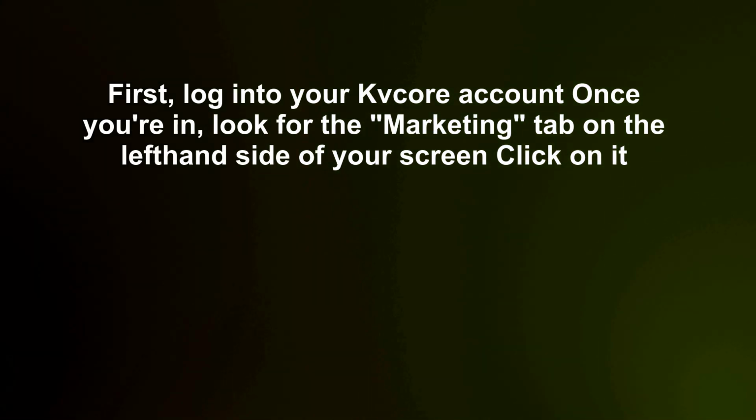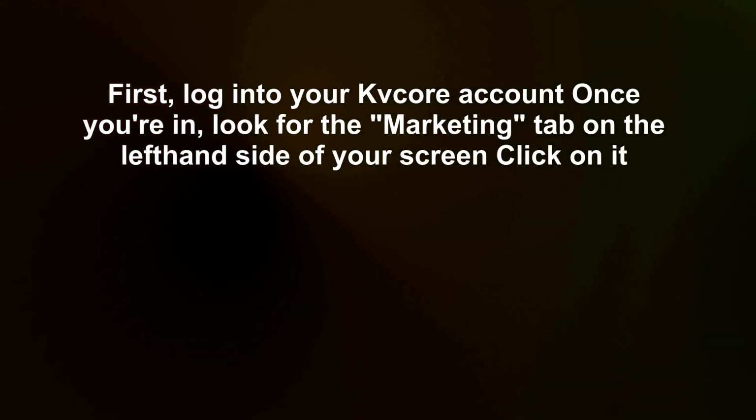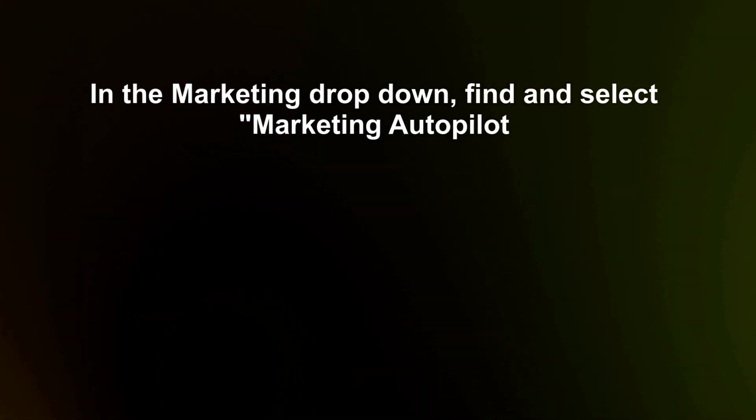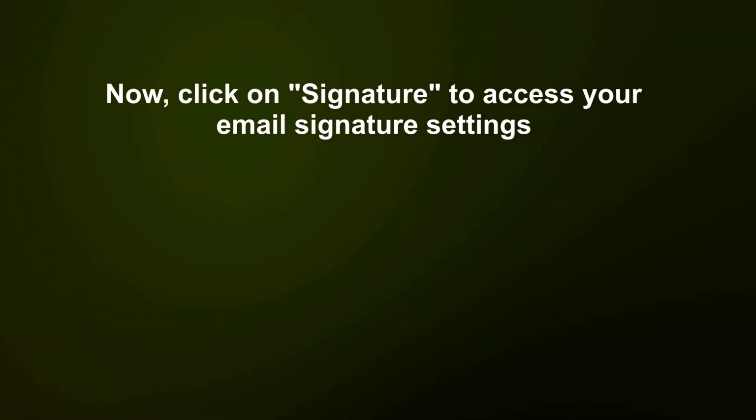First, log into your Kvcore account. Once you're in, look for the Marketing tab on the left-hand side of your screen. Click on it. In the Marketing drop-down, find and select Marketing Autopilot. Now, click on Signature to access your email signature settings.